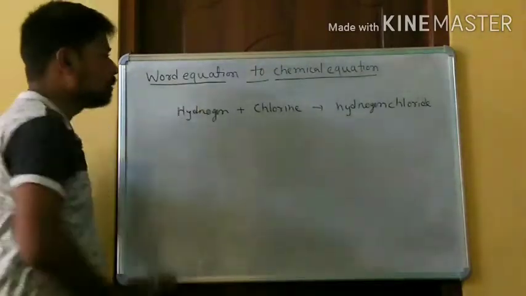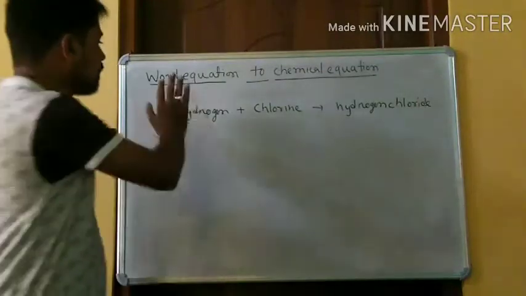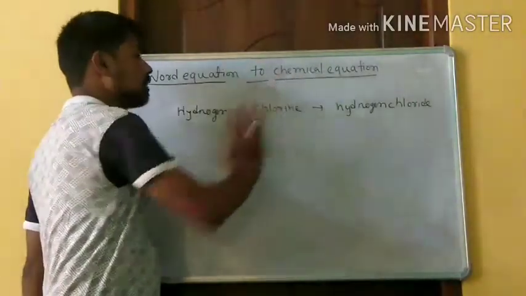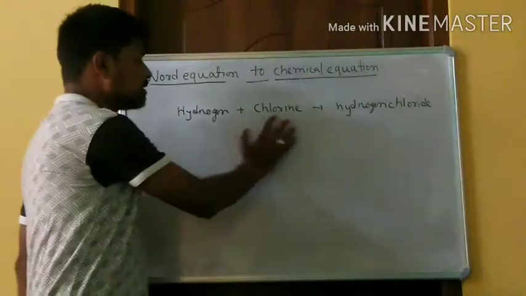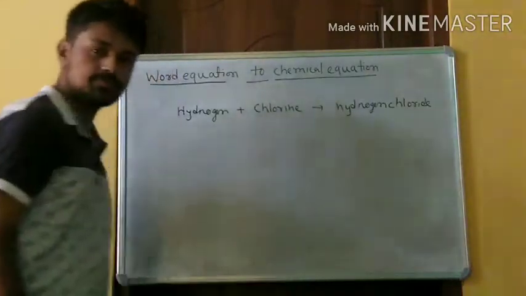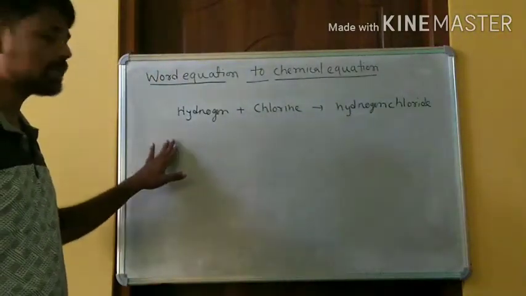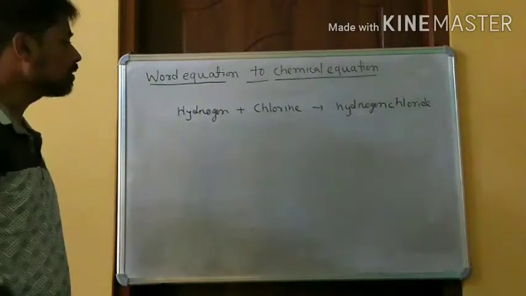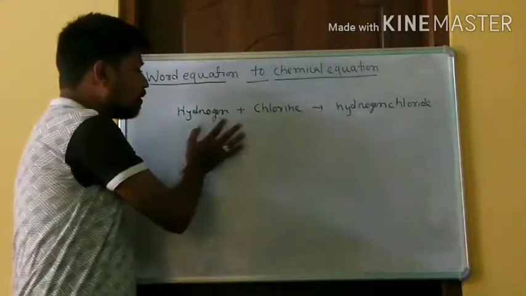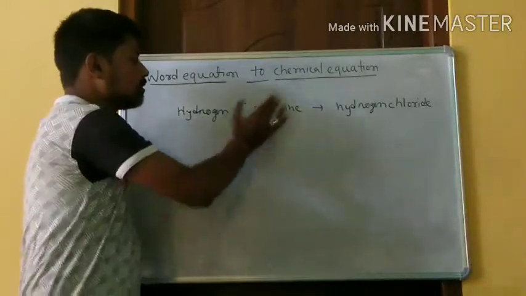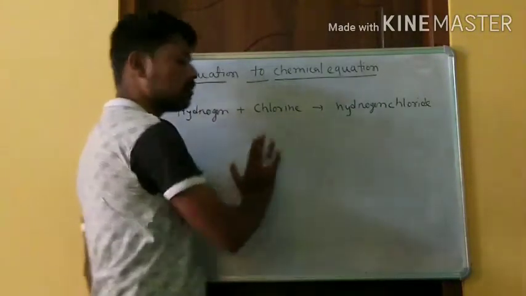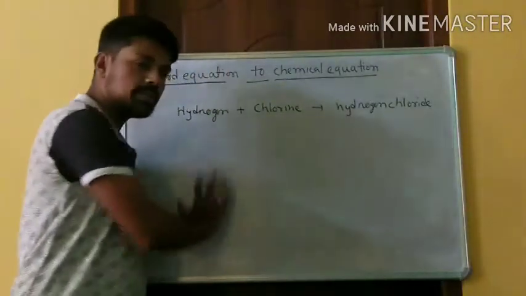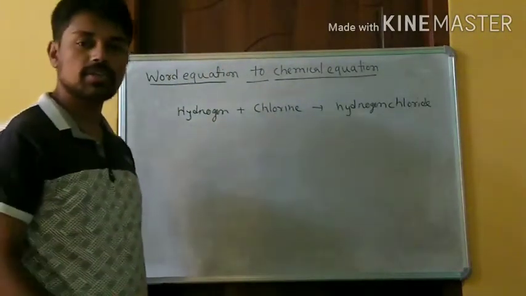In this video today we are going to discuss the conversion of a word equation to a chemical equation. This equation is a word equation. We have to convert it to a chemical equation. We can convert a word equation to a chemical equation only when we know the chemical formulas of different elements and the valency of different elements.